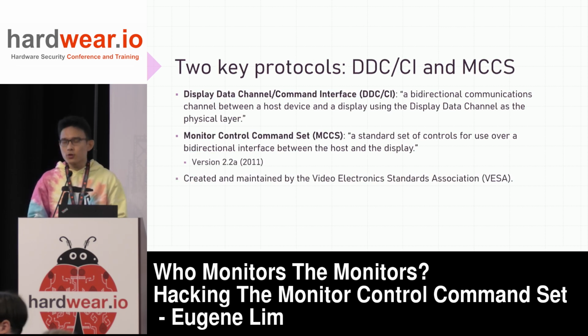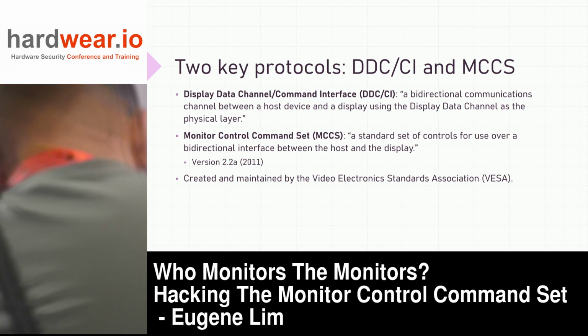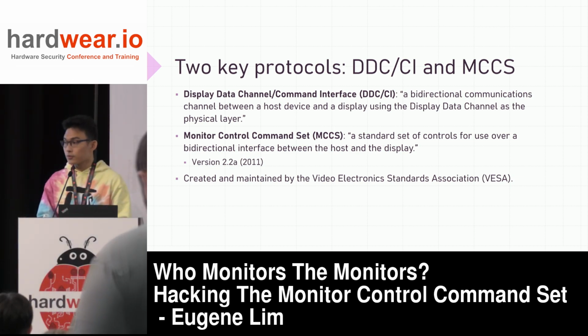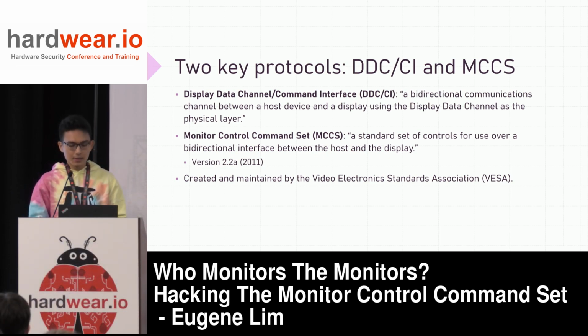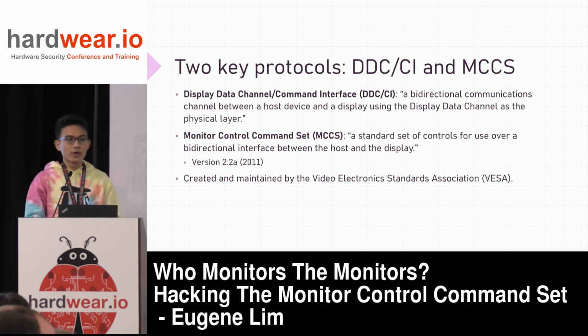There are two key protocols behind display monitors. The first is Display Data Channel Command Interface, DDC-CI. This is basically the bidirectional protocol that allows hosts to talk with the display monitors, and this runs over the physical link layer. It's separate from MCCS, the Monitor Control Command Set, which is a higher-level protocol that describes a set of controls that software running on the host can use to communicate with the display.